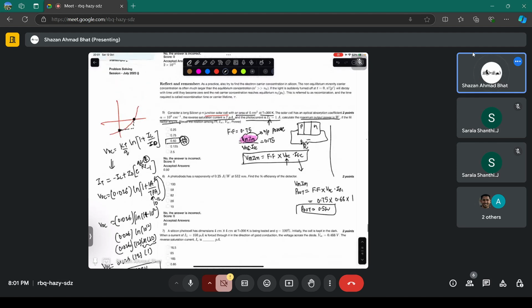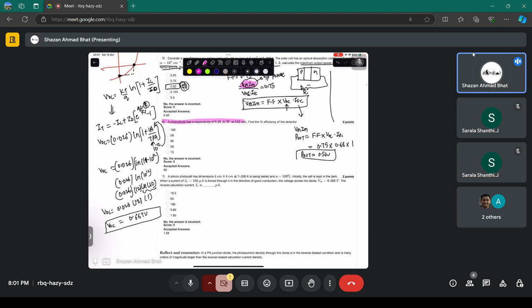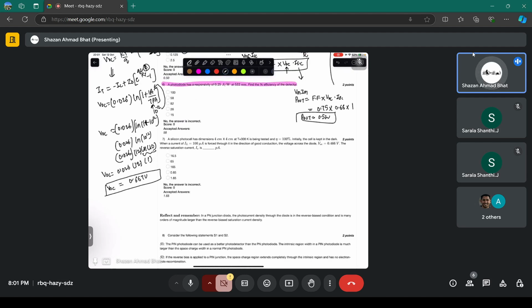Okay, so now moving on to the next problem. Problem number 6. A photodiode has a responsivity. Now this is about the photodiode. Maybe I have not mentioned clearly about the photodiode, but what is its responsivity?